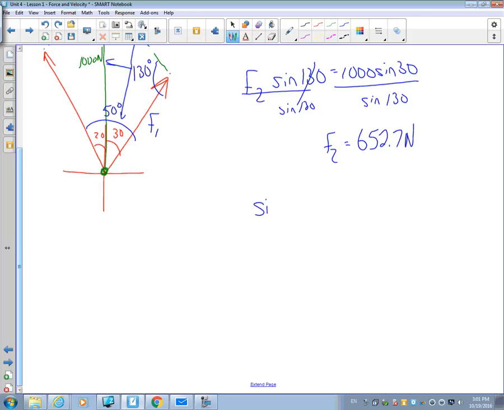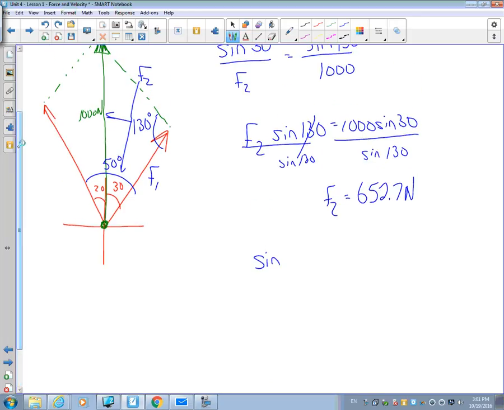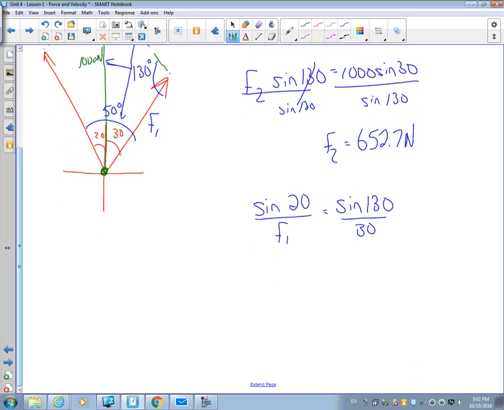So we have the sine of, well, we've got 30 and 130. This piece up here has to be 20 degrees to make the triangle add up to 180. So sine 20 goes with force 1, and sine 130 over 30. We already knew that one. Okay, do the exact same process, cross multiply and solve the exact same way. And force 1, if you do it right, should come up to 446.5 newtons. Okay, and that's basically what we do with applications of forces.